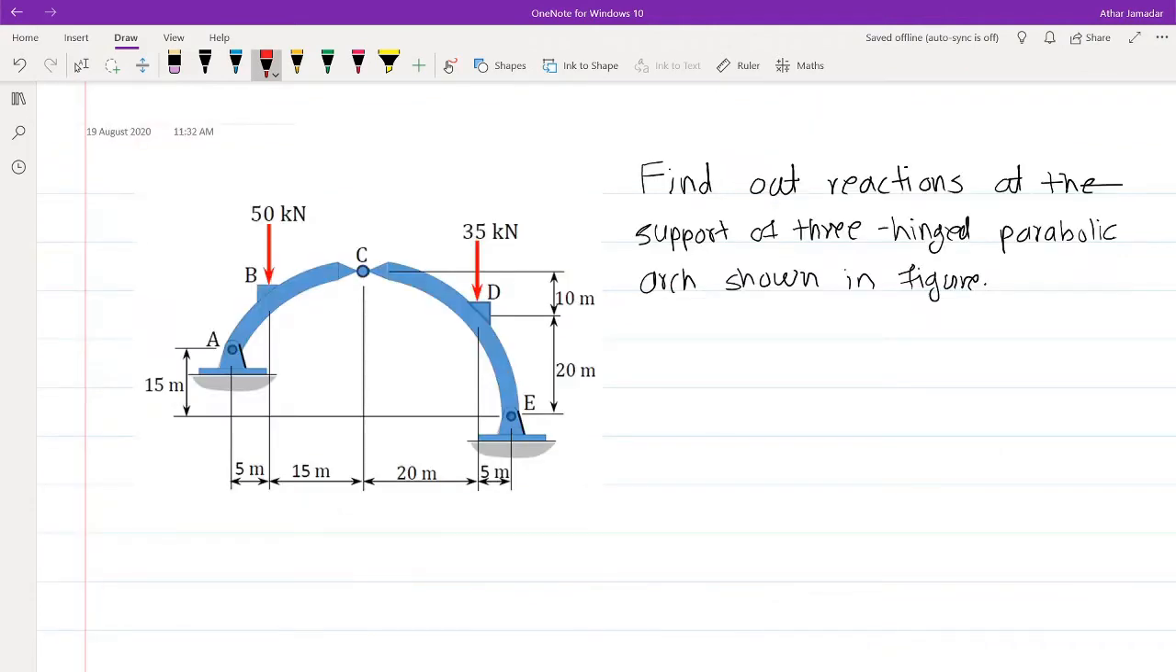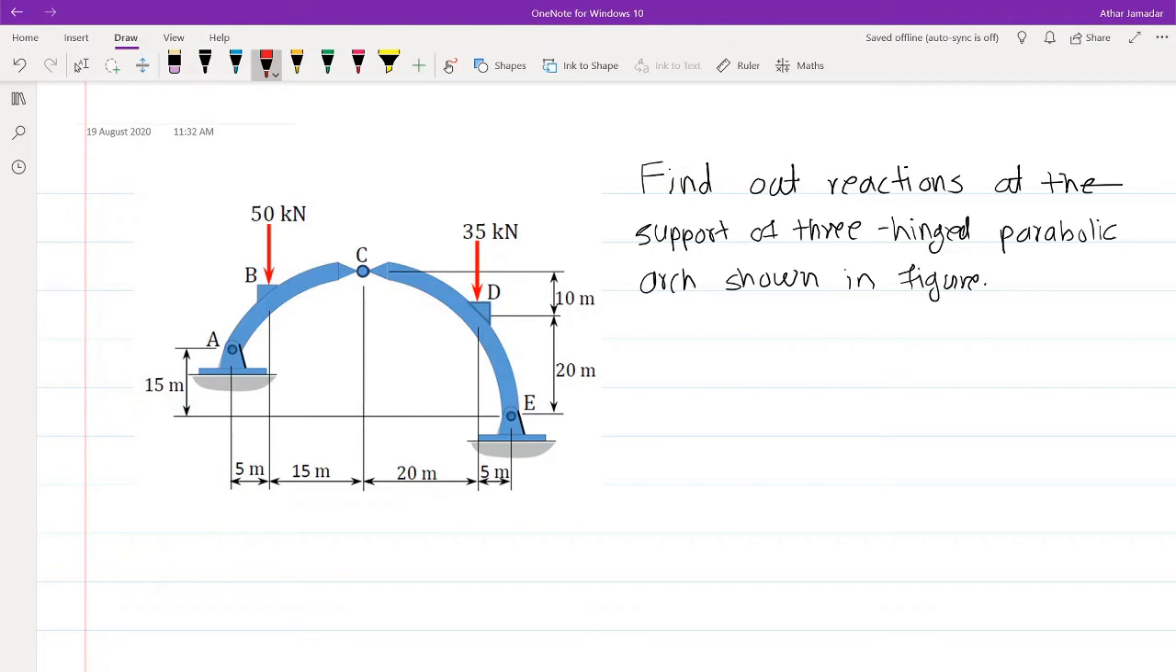So span A, B, C, D is given. Support A is a hinged one, support E is also a hinged one, where C is the internal hinge provided at the crown. Then the rise of arch, from the lowest support, that is support E, up to point C, the distance is 30 meter, whereas the span of arch is 45 meter.